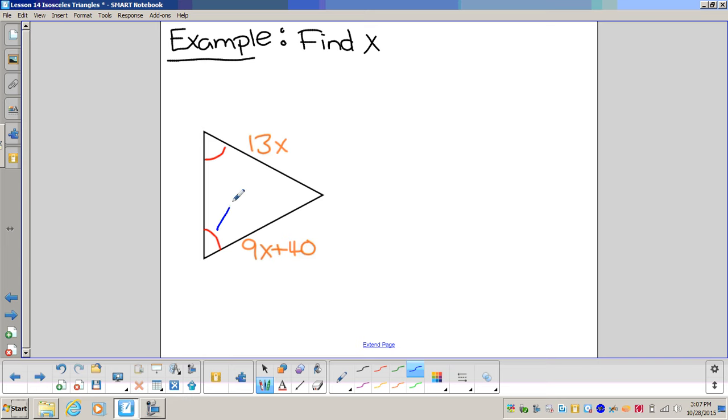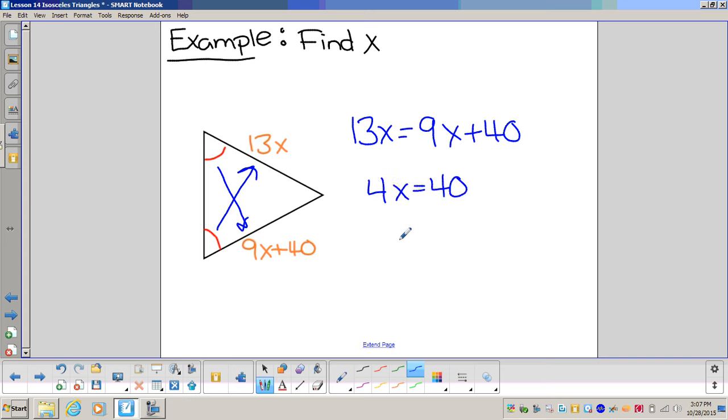So the sides across from the two congruent angles are the ones that are congruent to each other. So I can write the equation 13x equals 9x plus 40. I'm going to subtract 9x from both sides and divide by 4. And I have x equal to 10.